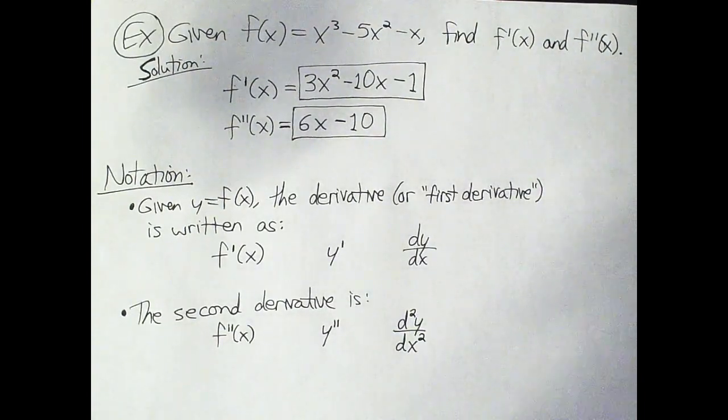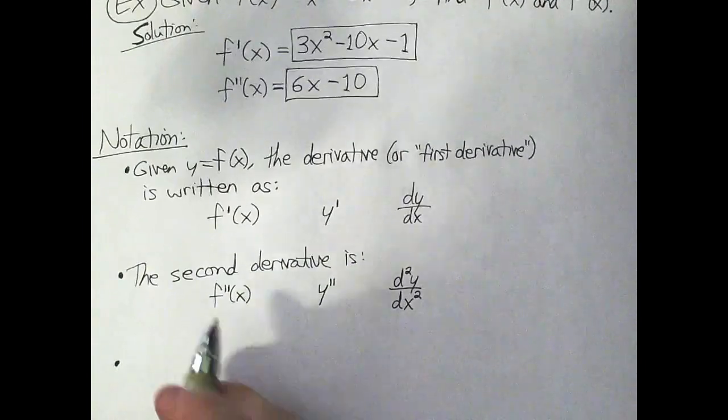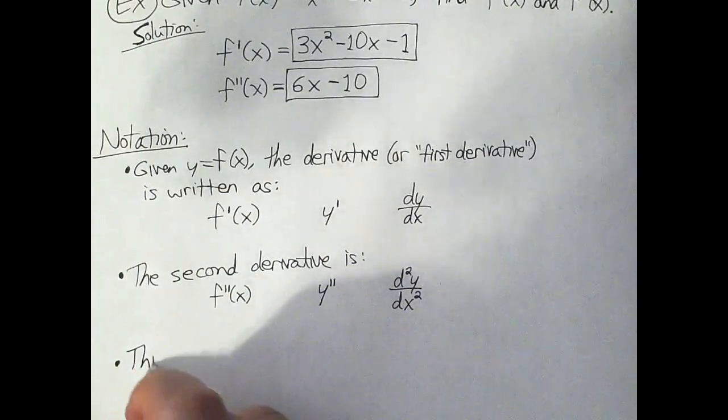Now that might seem strange, but we need to have some 2's to indicate that the derivative is happening twice, and that's where the 2's go. The 2 in the numerator is basically saying we're taking the derivative twice. The 2 in the denominator is basically saying x is the variable both times. Honestly, we might not use that notation very much, but I wanted you to know it anyway.